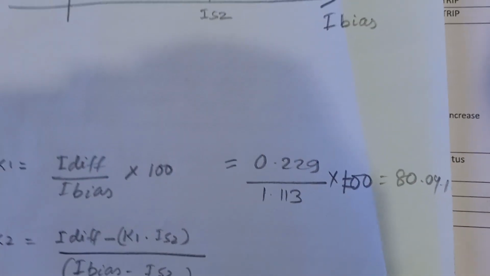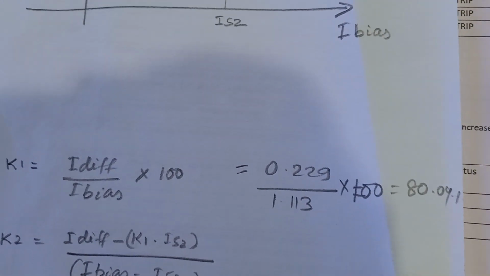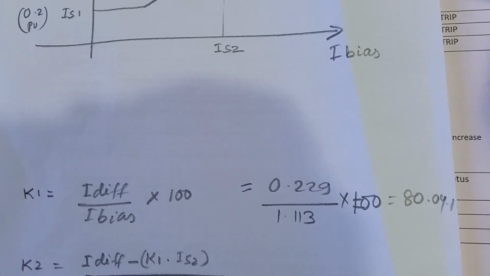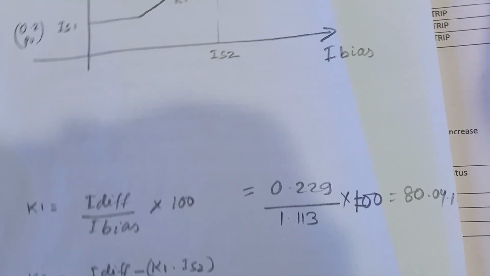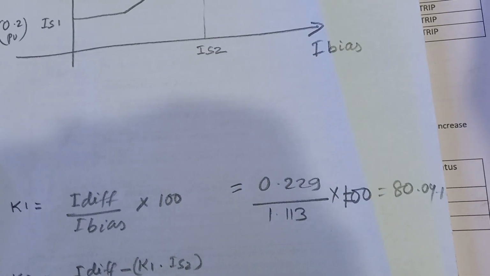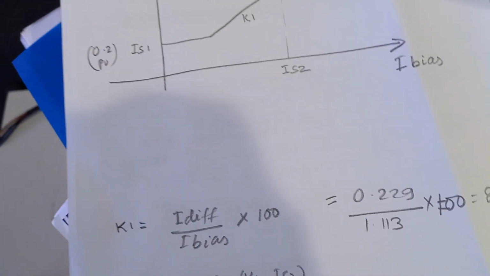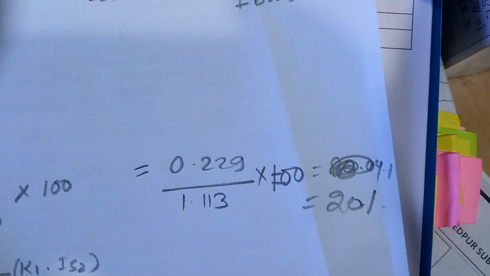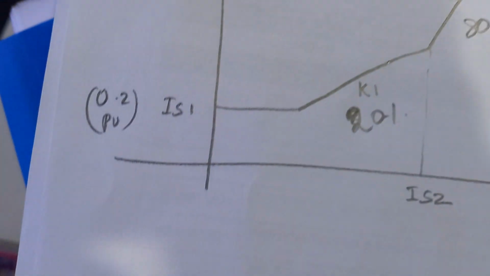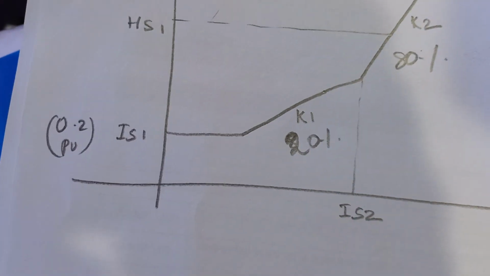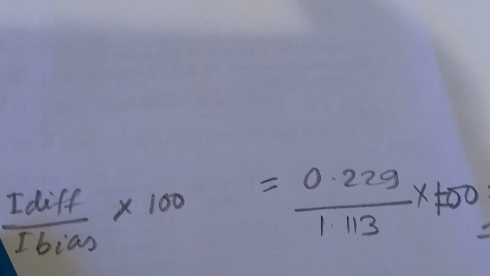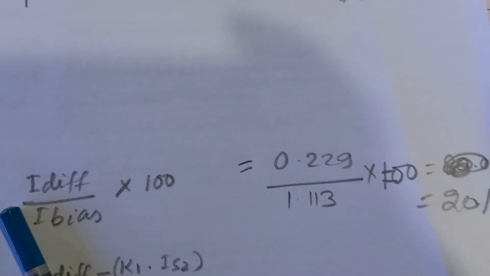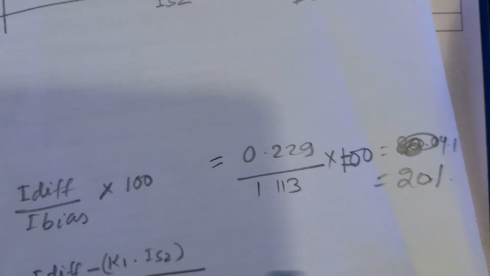So friends, this is the second condition or second parameter, how to test slope 1. Sorry, slope 1 is 20% as per my characteristic graph, 20% slope 1. So this is the proof that the relay setting is exactly 20% for slope 1.